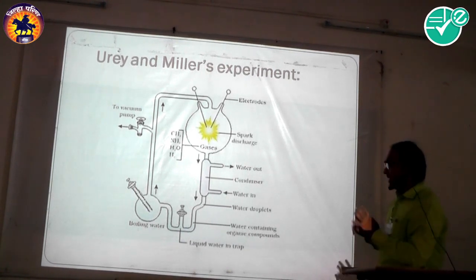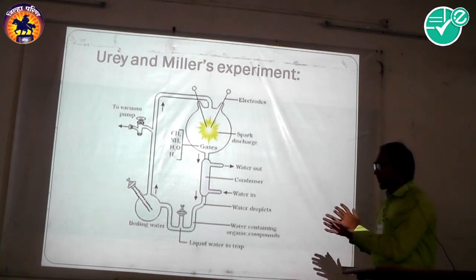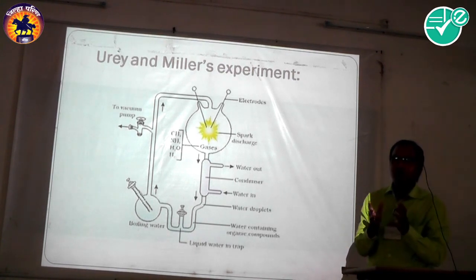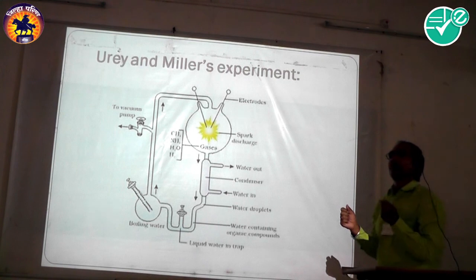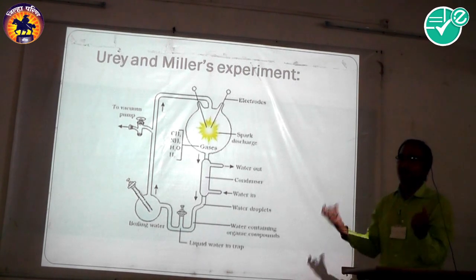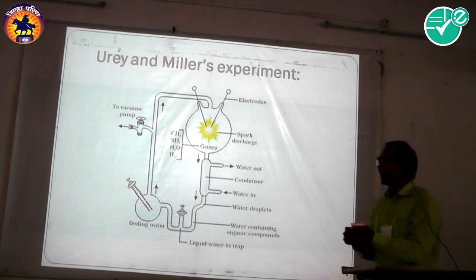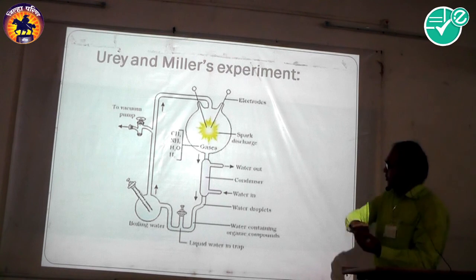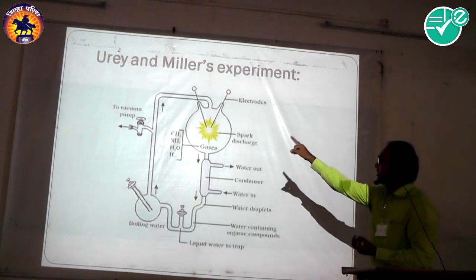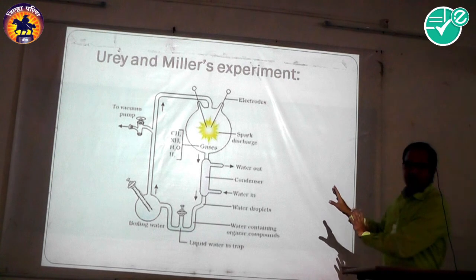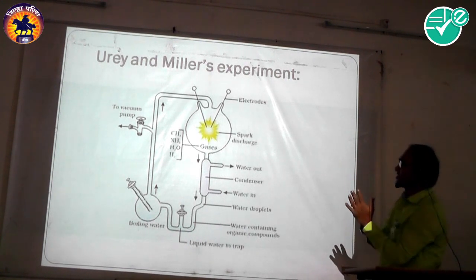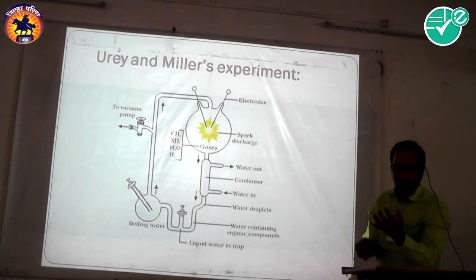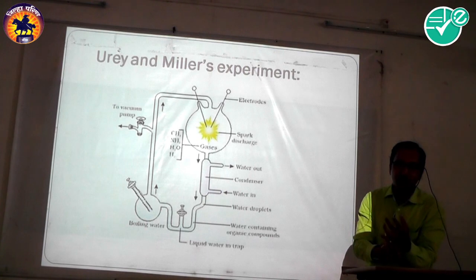Then there are the water vapors. We know that the water which is present on the earth is very hot. At the time the temperature of earth is about 800 degrees centigrade, so the water is continuously boiling. Water actually boils at 100 degrees centigrade, and when the water boils there is a formation of water vapors, which also enter the spark discharge apparatus with the help of that tube. Now in that apparatus there is methane, ammonia, hydrogen, and water vapors.